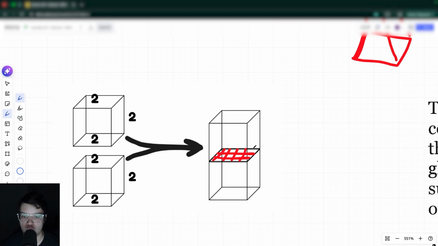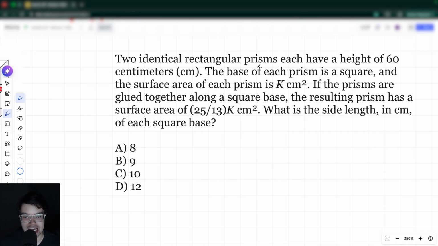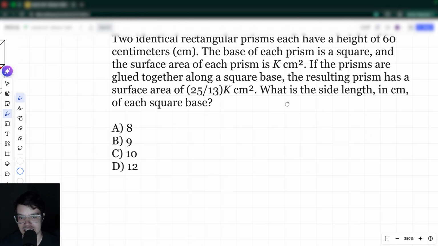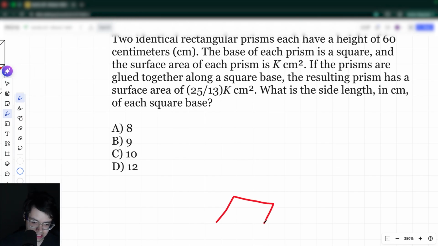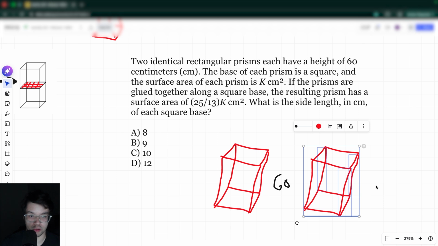And then if you have a situation like this, you can use systems of equations to figure out what the answer would have to be. So you could have something like this. 2 rectangular prisms each have a height of 60 centimeters. So if I was trying to write this, I could say it's something like this. So yeah, like that. And then the height of this would be 60. We have 2 of them as well, and both are 60.